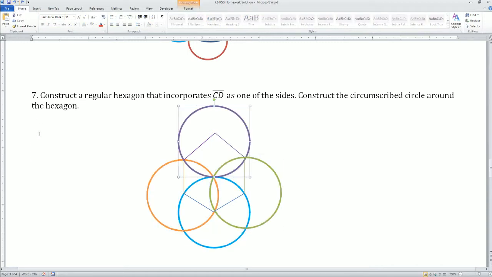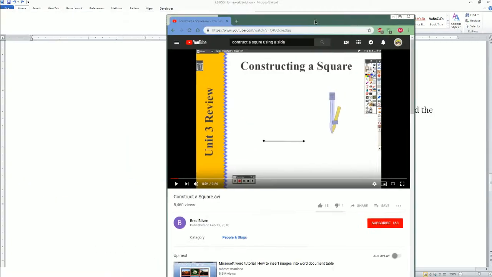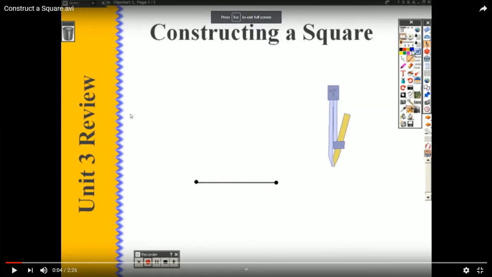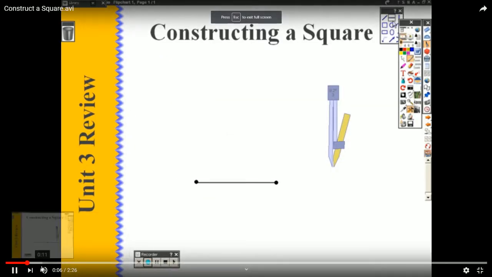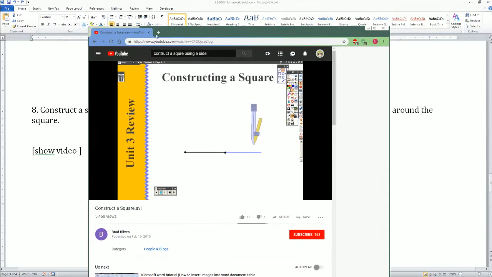Alright, next one. You're going to construct the square. The construction of the square, this one is a little weird, and I don't want to do it by hand, so I'm just going to show you a video. Hopefully I did not get copyrighted on this. First of all, let me just extend it so I don't get copyrighted.